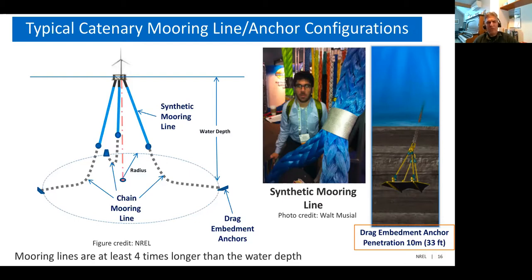But the catenary mooring systems have a fairly wide footprint, and they use these drag embedment anchors because the anchors have to be horizontally loaded. The transition from the vertical uplift forces in the mooring lines to these horizontal forces requires that the mooring lines are probably at least four times longer than the water depth at any given point. And you see there's Marco in the picture with one of the synthetic mooring lines, just to show a scale of how big they are. It's big rope. Next slide.